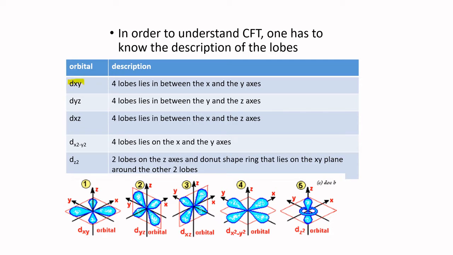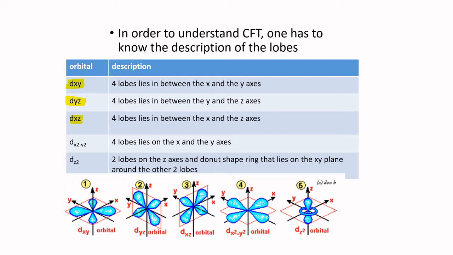So the first suborbital here is the dxy, number 1. It has 4 lobes that lie in between the x and the y axis, like what we have shown here in figure 1. The second one is dyz. dyz has 4 lobes that lie in between the y and the z axis. And the third one is dxz, which has 4 lobes that lie in between the x and z axis.